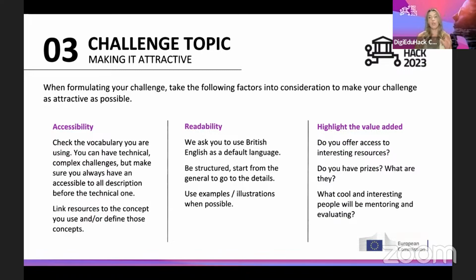And I'll show you an example challenge page and the structure that we usually follow. So you again start more general and then go further into those details after.